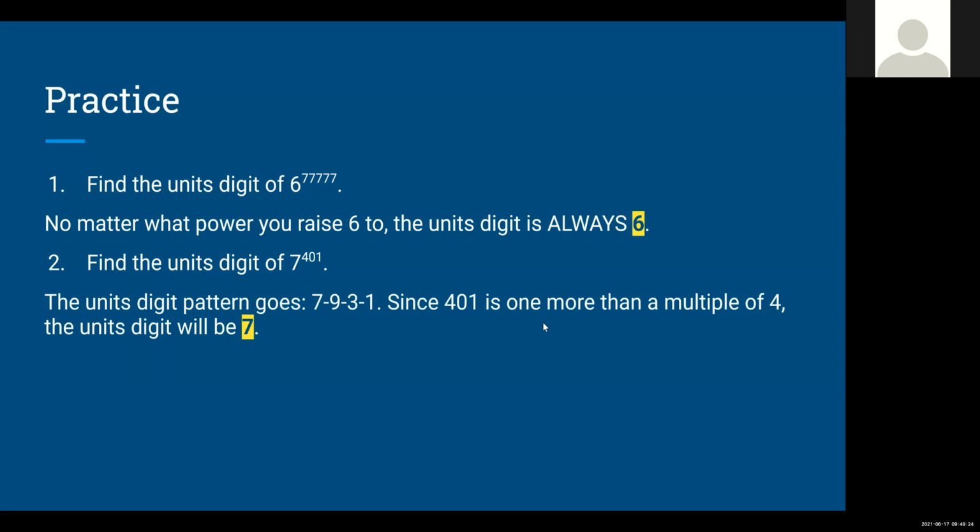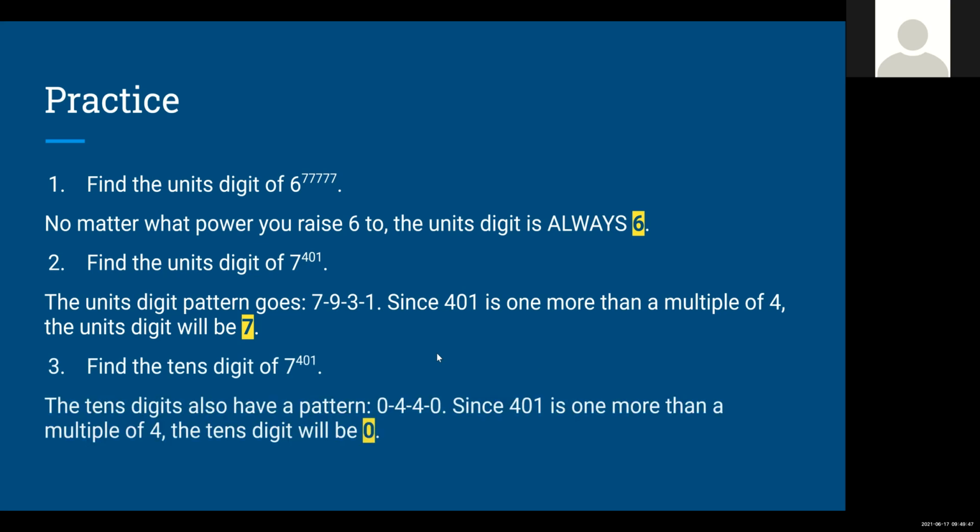So the cycle for 7, I believe, is 7931. And so when we do 401 mod 4, we get a remainder of 1. And the first number in the cycle 7931 is 7. So the units digit will be 7. All right, moving on to the third question. So the third question is find the tens digit of 7 to the 401.